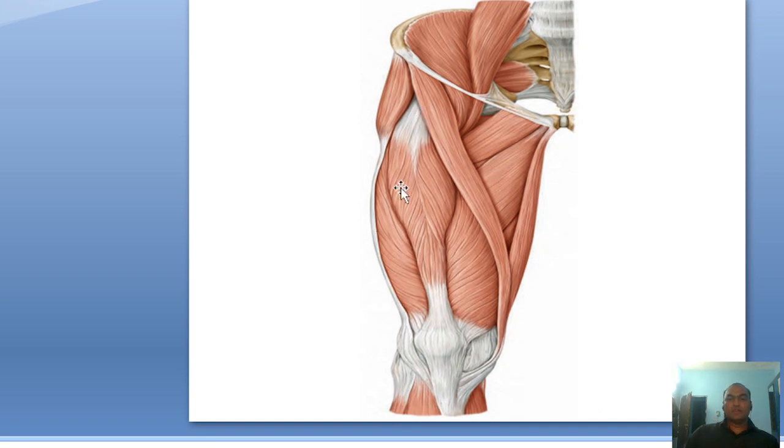In this diagram, showing the muscles of the front of the thigh. This is the quadriceps: rectus femoris, vastus lateralis, vastus medialis. Behind the rectus femoris, vastus intermedius. This long muscle is called the sartorius. This is tensor fasciae latae. This is the adductor compartment. This is iliacus. This band on the lateral side is called the iliotibial tract.